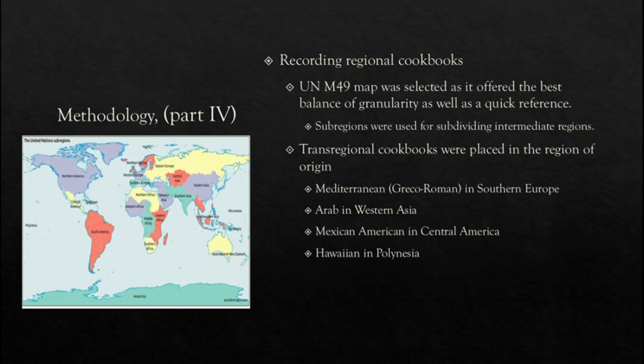For recording nationalities, regions, and continents, I opted to use the M49 map as I mentioned before. I selected this because I can go down to the individual nation as well as having trans-regional area cookbooks. I would like to note that some trans-regional cookbooks I decided to place in very specific locales, such as Mediterranean, Arab, Mexican American, and Hawaiian.